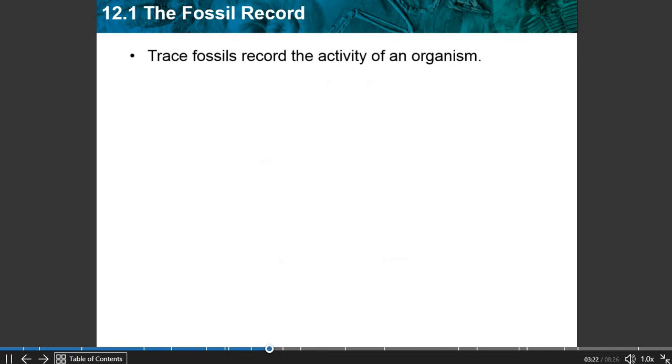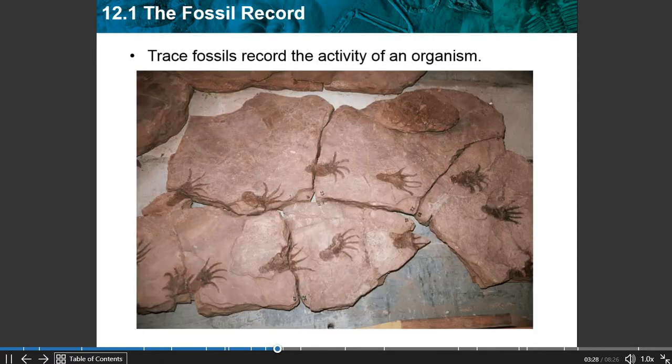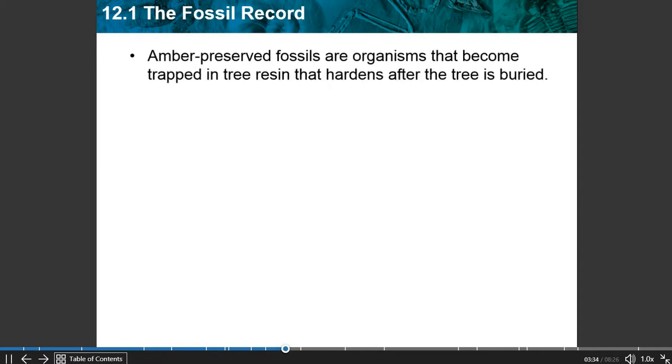Trace fossils record the activity of an organism, so you can see footprints of an organism there. Amber-preserved fossils are organisms that become trapped in tree resin or sap that hardens after the tree is buried.